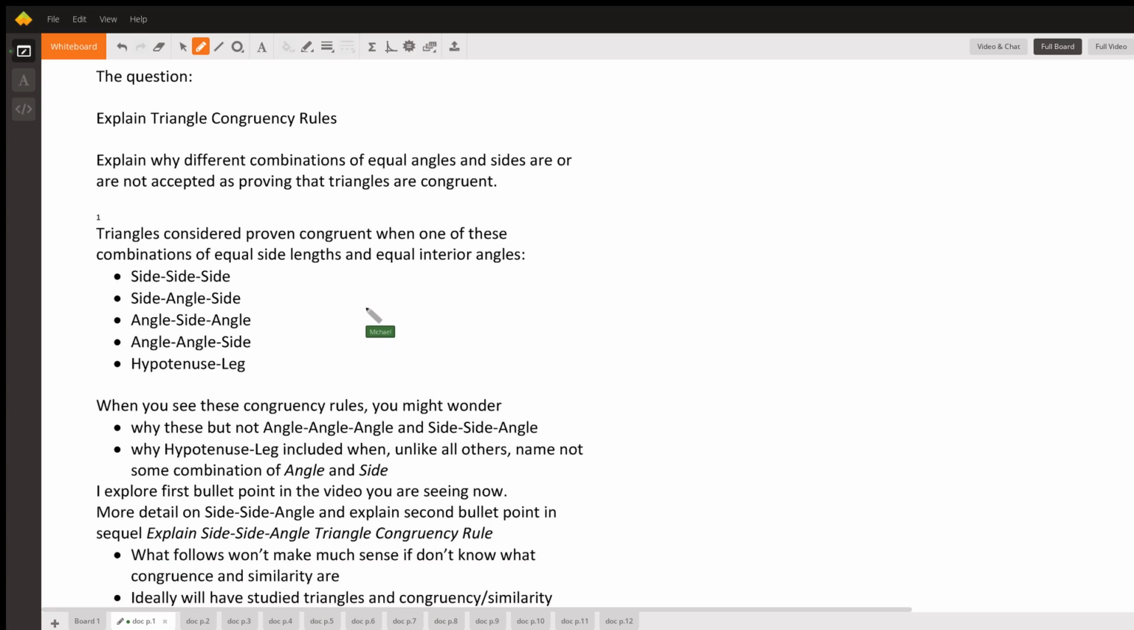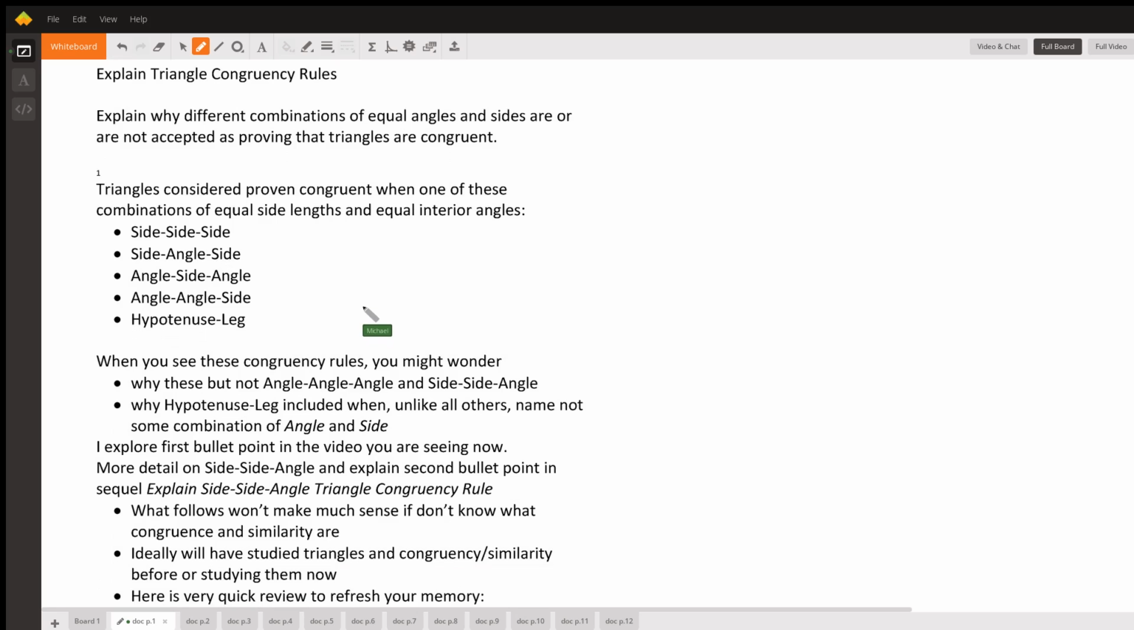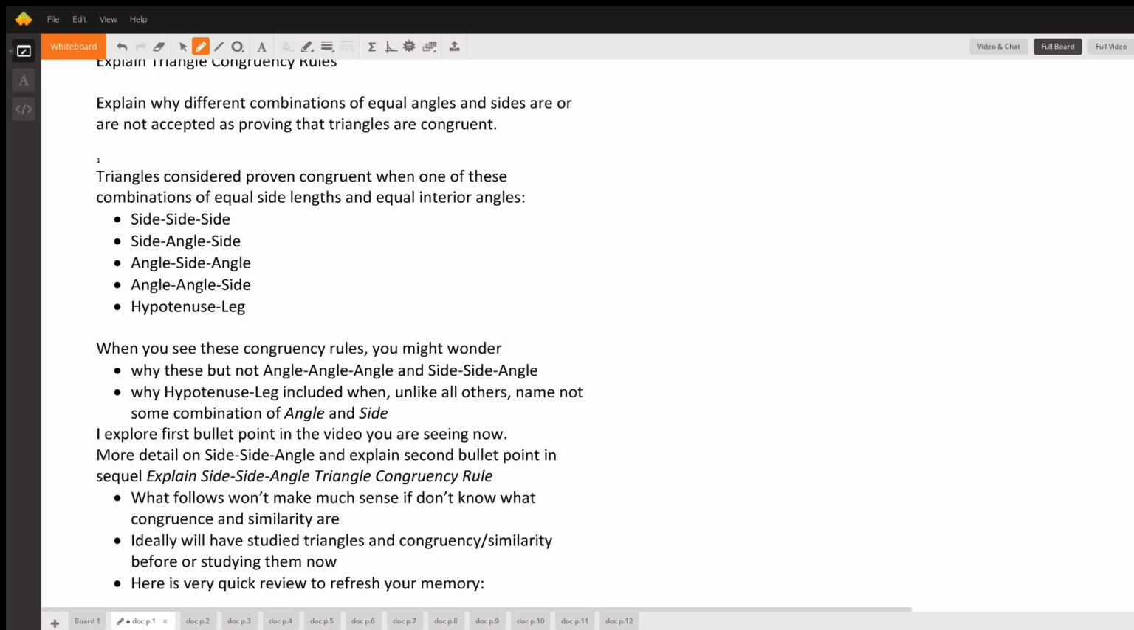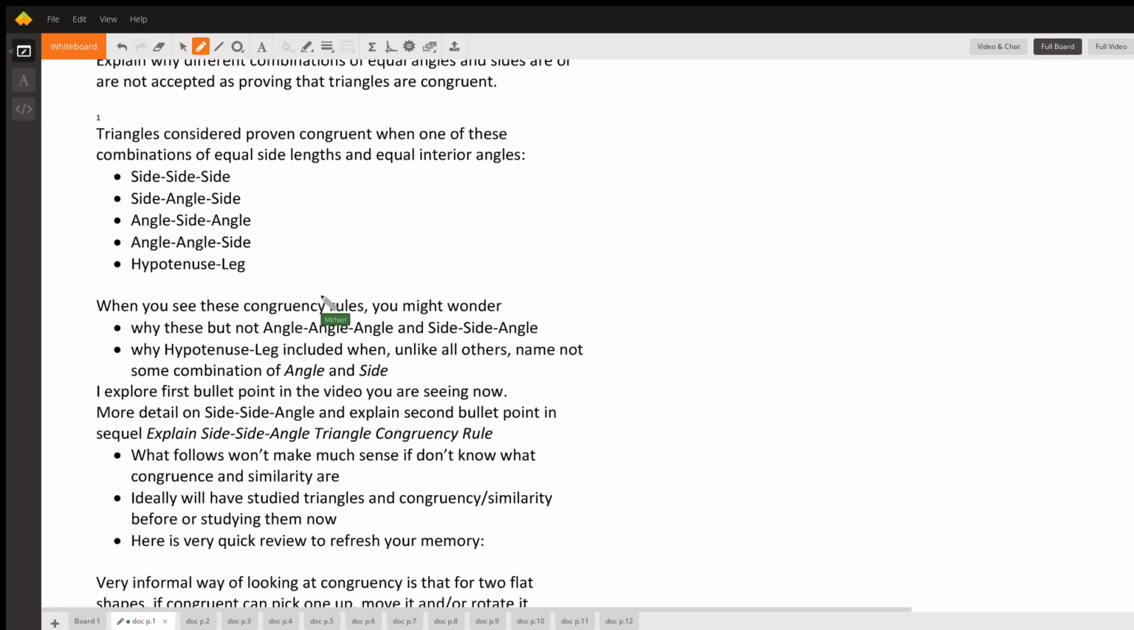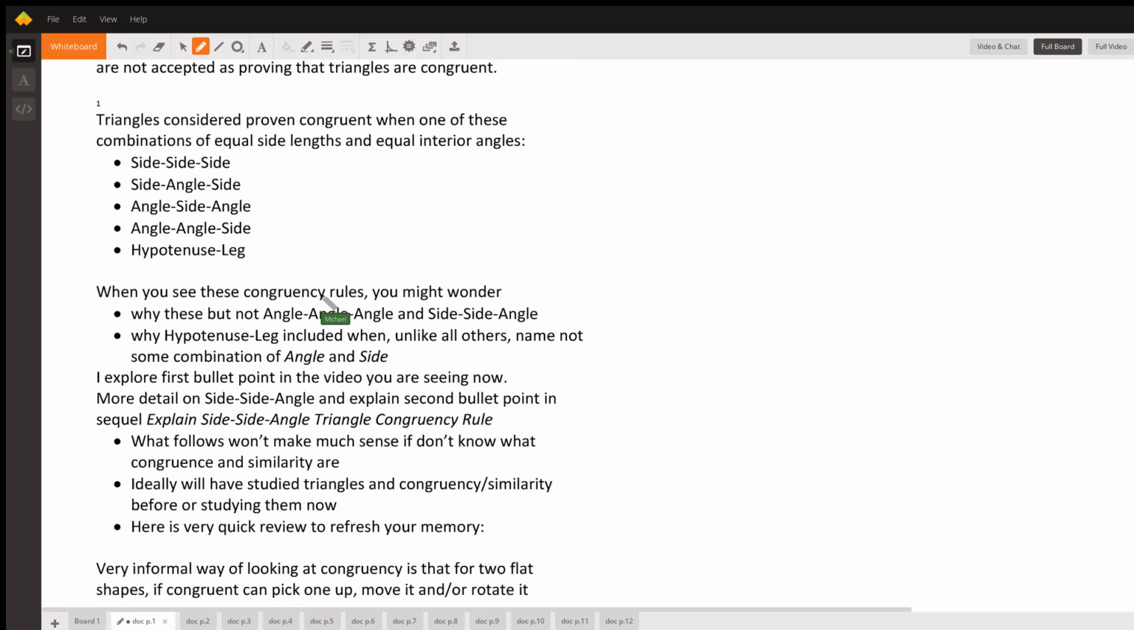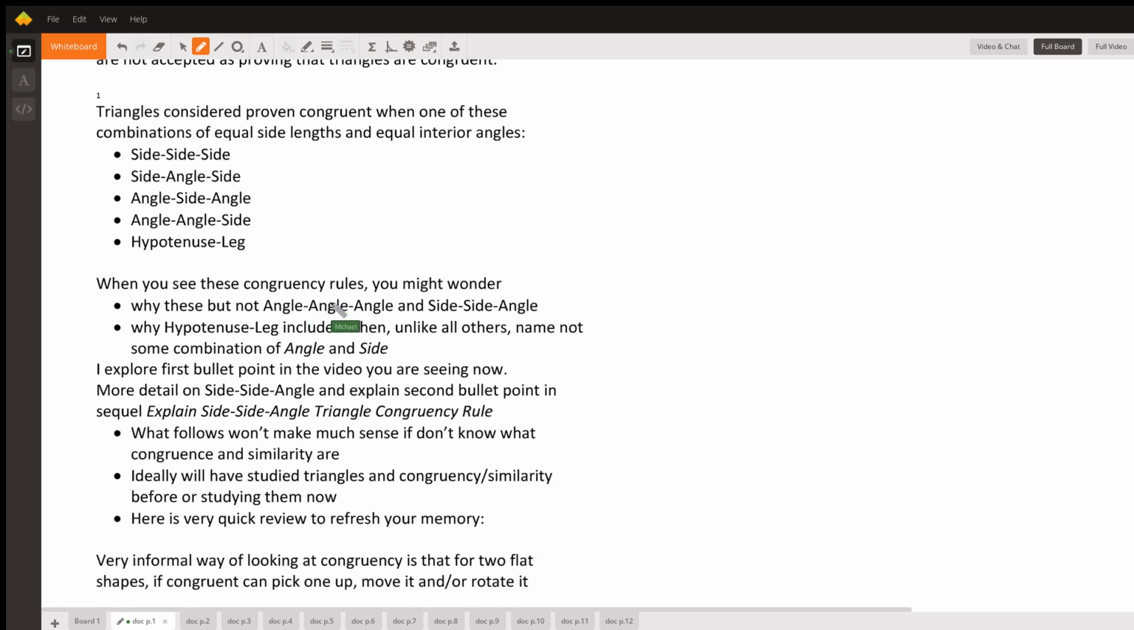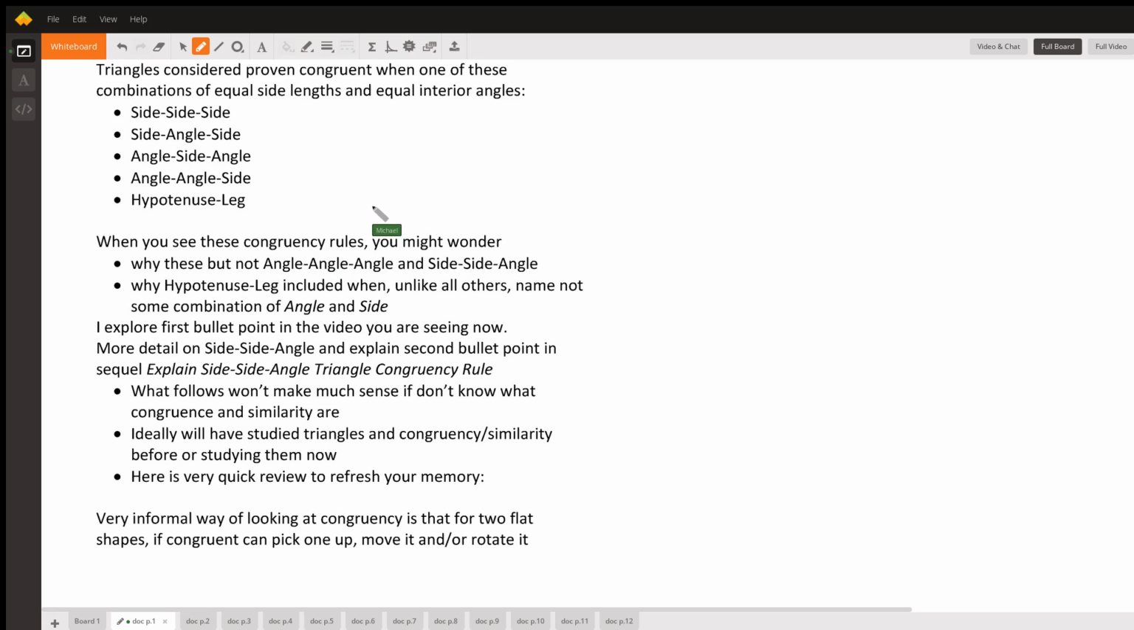Okay, so here are the rules that are considered for proving that triangles are congruent. When you see those rules, you might wonder why those work and why not angle, angle, angle, why not side, side, angle, because they kind of fit in there, and why hypotenuse leg is included when it doesn't sound at all like the rest, because its name doesn't have a combination of angle and side.